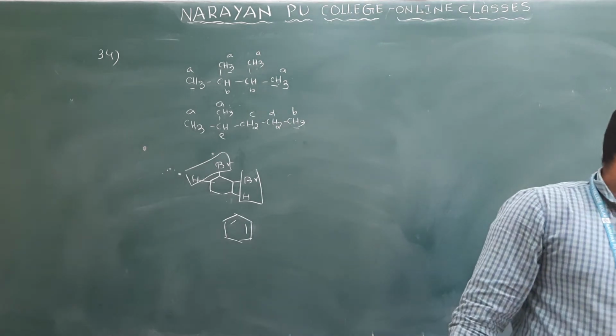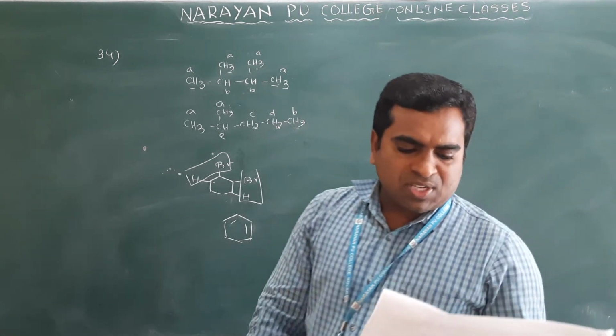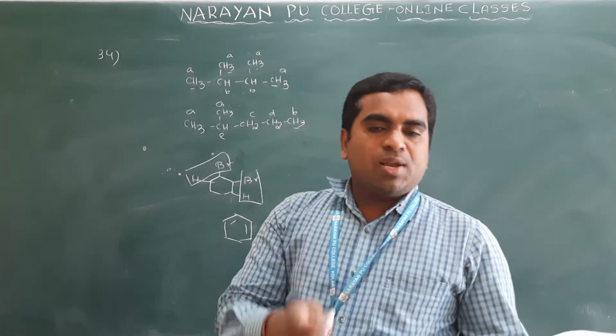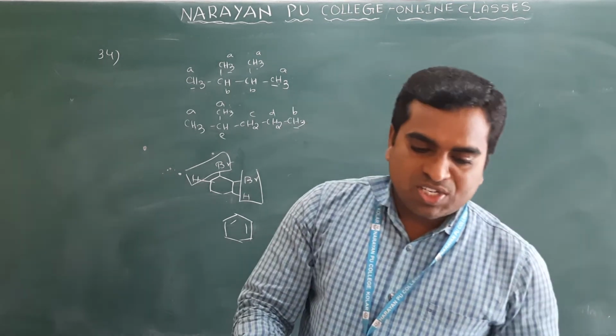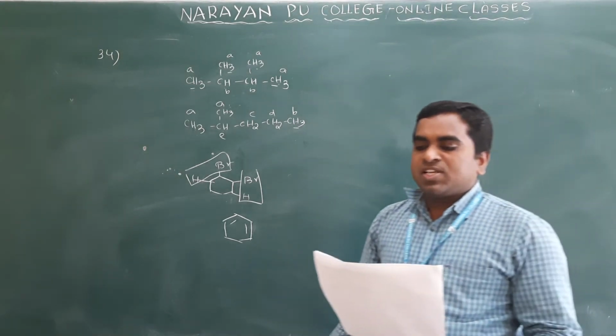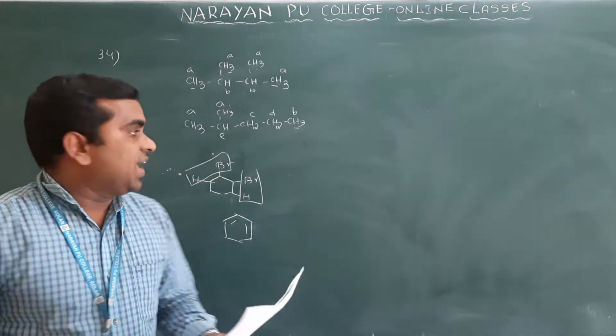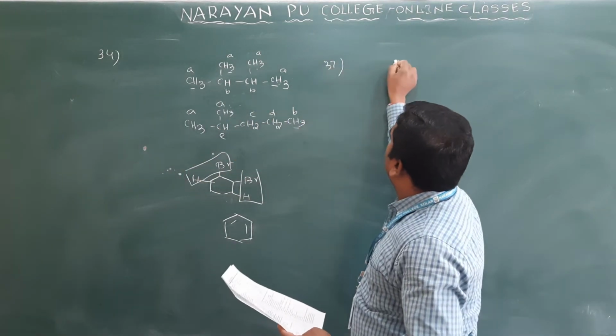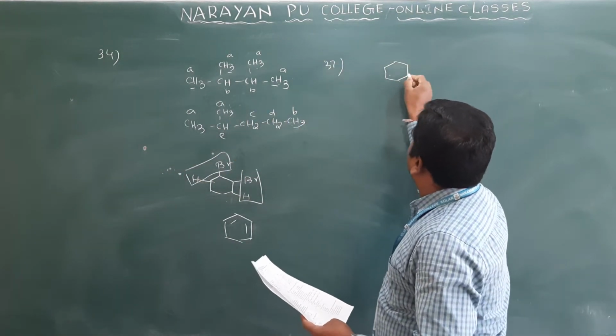So 36 is the predominant product. Option 1 is the correct one for 36 because you have to do the elimination according to the Saytzeff rule. Clear? No? Next, structure of the major product formed in the following reaction. So see the 37th question. Question number 37. Major product they are asking.